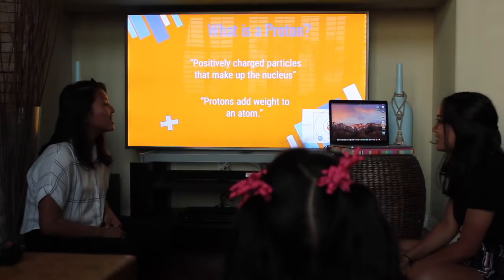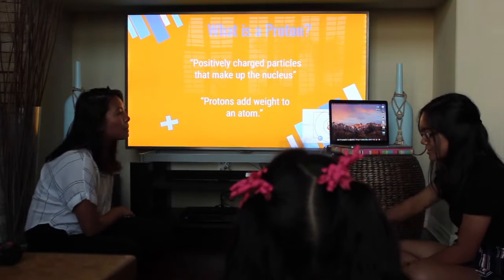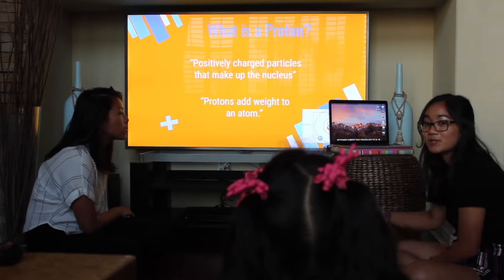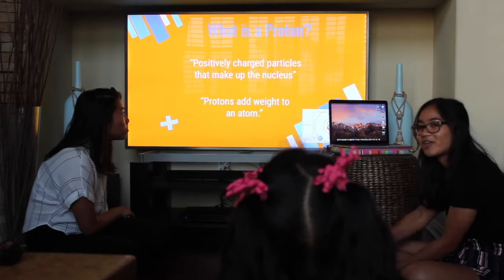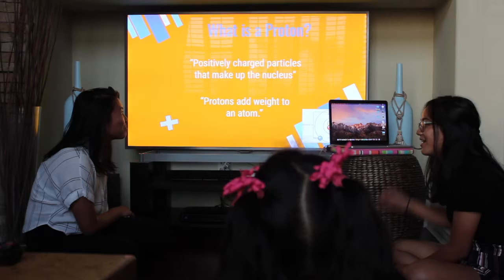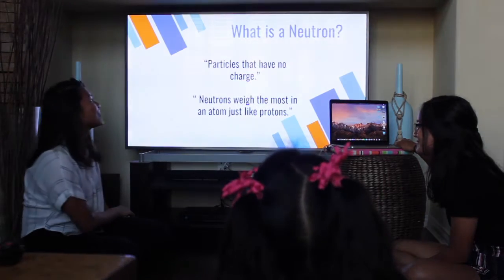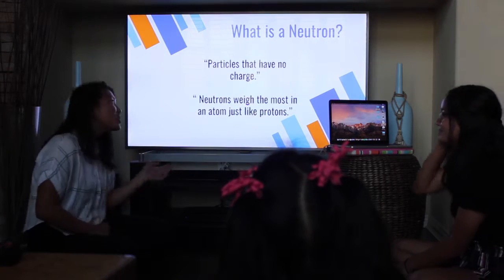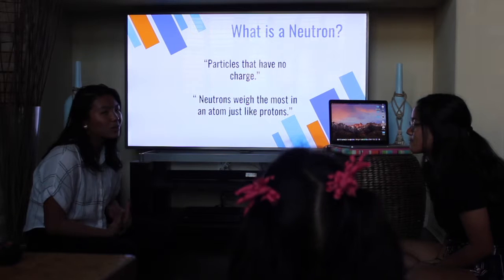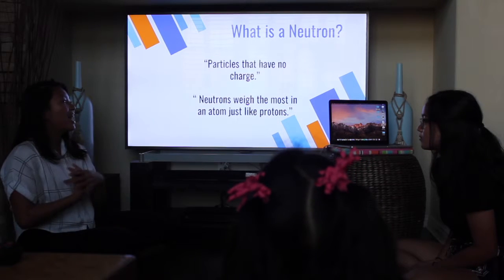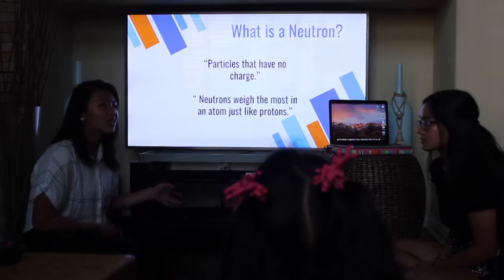So what is a proton? A proton is a positively charged particle that makes up a nucleus, and they have weight in them. And what is a neutron? A neutron is a particle that doesn't have charge, and they weigh the most in atoms, like protons do.